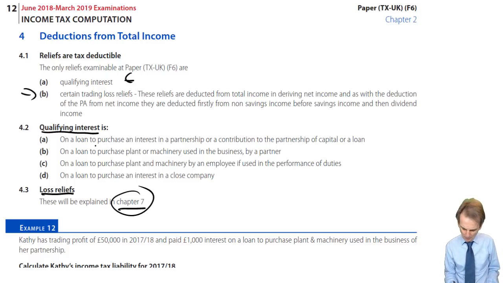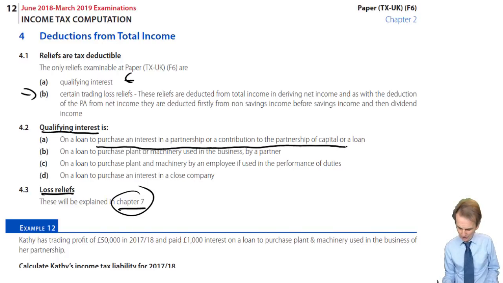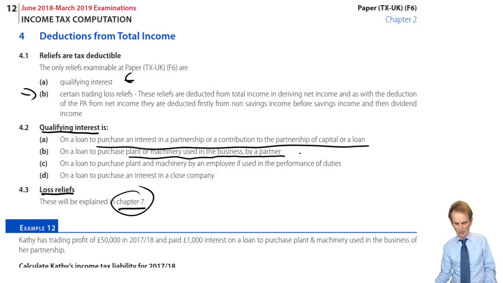So on a loan to purchase an interest in a partnership, or a contribution to the partnership of capital or loan. You're putting money into a business there. It's business, it's work related. To purchase plant and machinery for use in the business. And again, that is a loan taken out by a partner within a partnership to buy the plant and machinery for use within that partnership business.